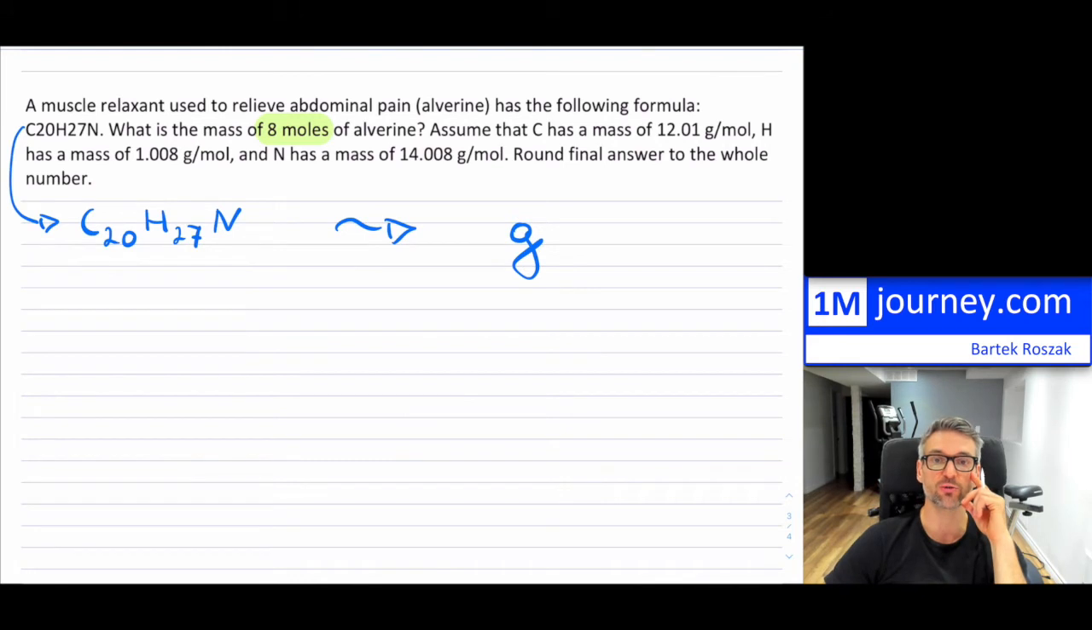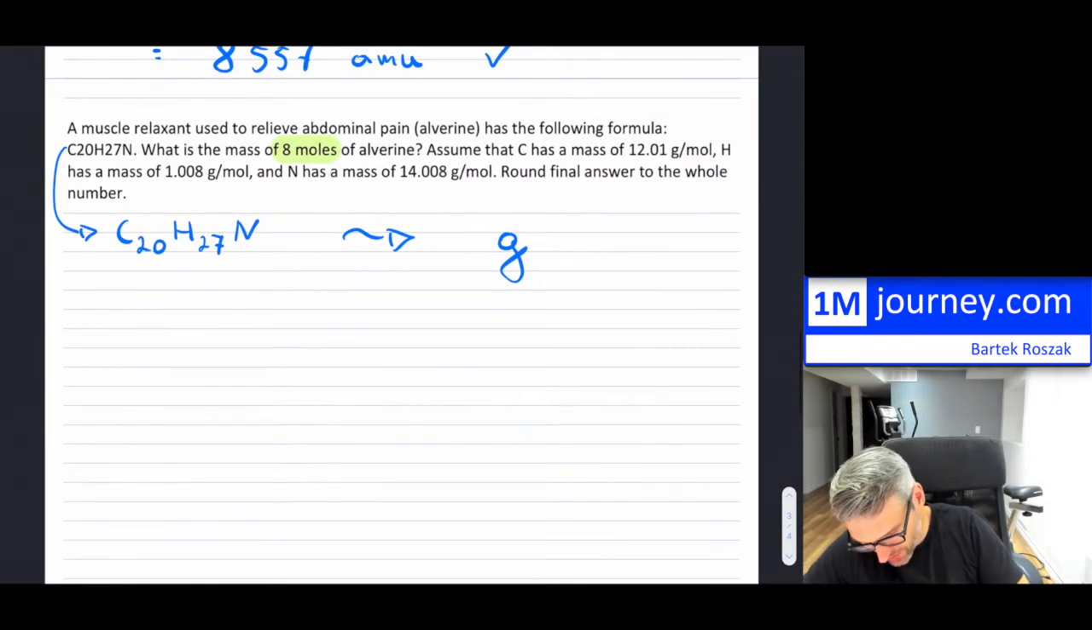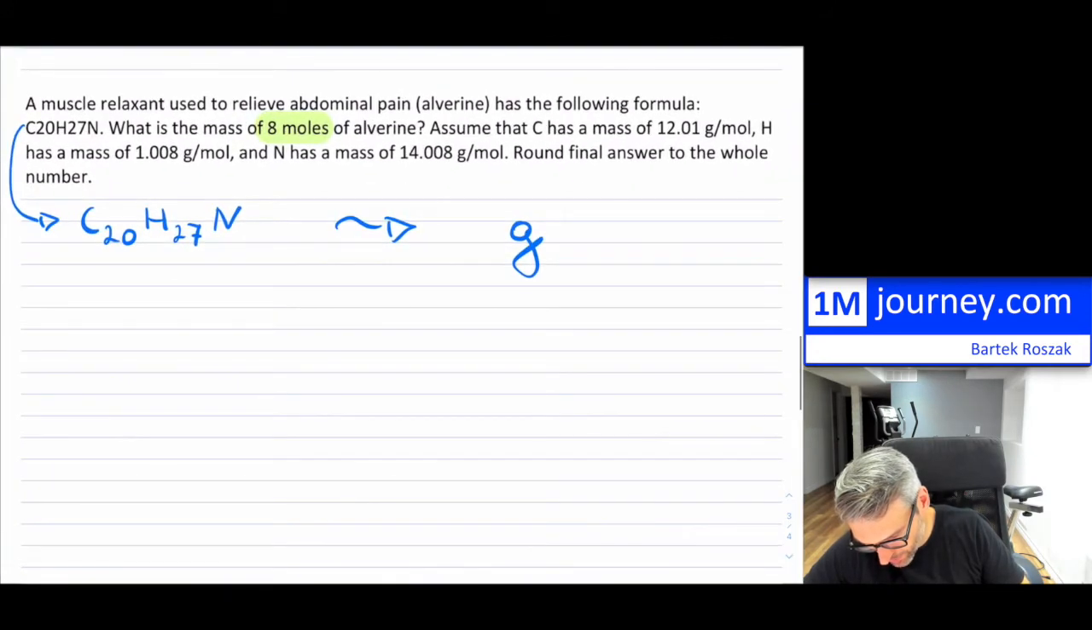Notice if we continue reading, it says assume that capital C, which is carbon, has a mass of 12.01 grams per mole. Hydrogen, 1.008 grams per mole. And then the nitrogen, 14.008 grams per mole. Round the answer to the whole number. So in this case, in terms of the setup, if I wanted to bring this out, so given.